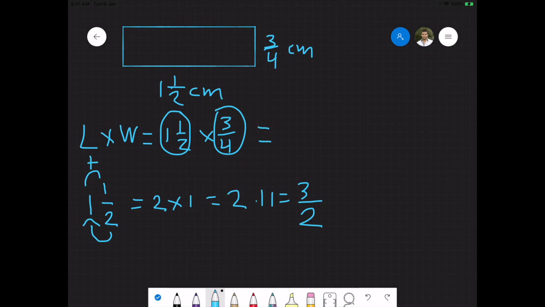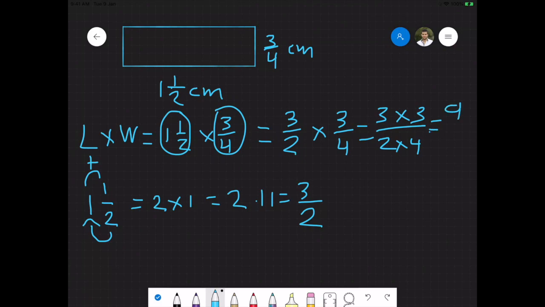So now I will replace 1.5 with 3/2 and multiply with 3/4. I will do 3 times 3 and 2 times 4. And the answer will be 9/8. Nevertheless, I am not done. What is 9/8? It's 9 divided by 8. How many times does 8 go into 9? It goes 1 and the remainder is 1 out of 8. And this will be the area of this rectangle.